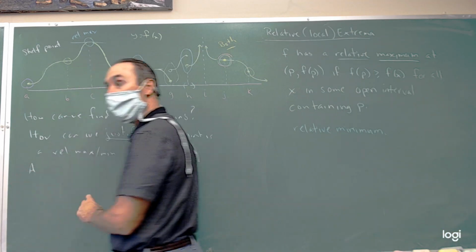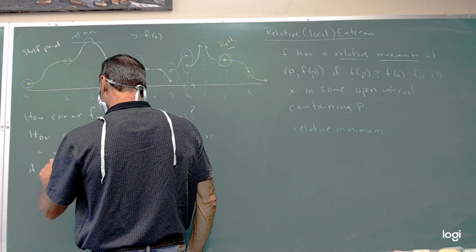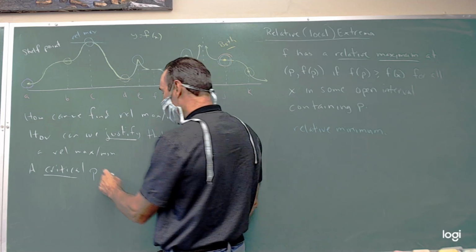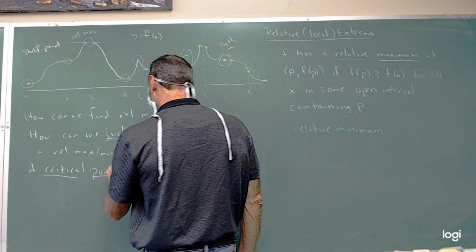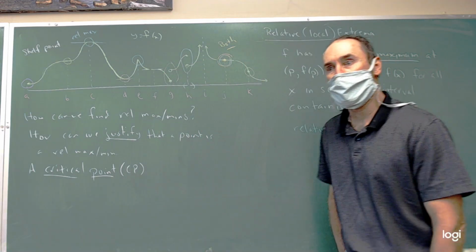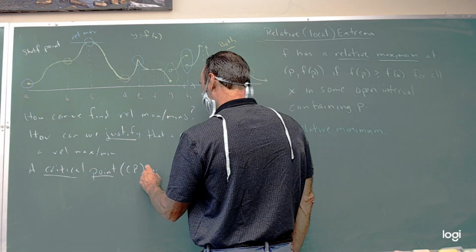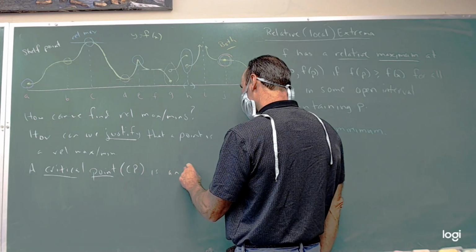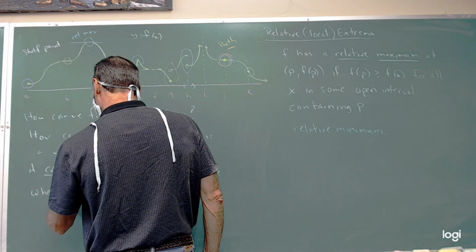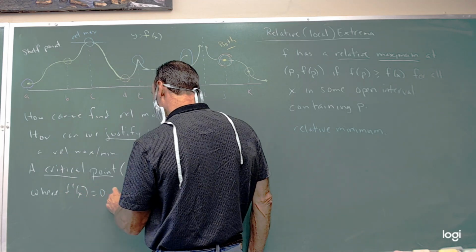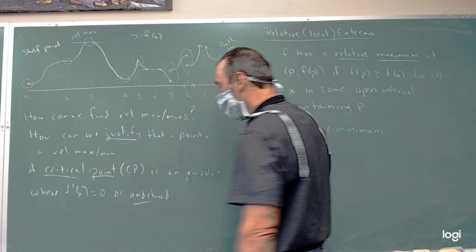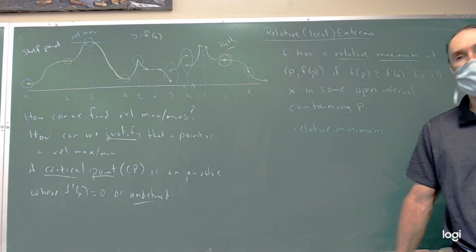Well, we'll try again. Critical point. Did I mention that? Have I not mentioned it? Maybe it was only in my mind. A critical point, which I will pretty consistently abbreviate CP, because I don't like to take the time to write out critical point, is an X value where f prime of X is equal to 0 or undefined. So a place where the derivative is 0 or undefined is known as a critical point.